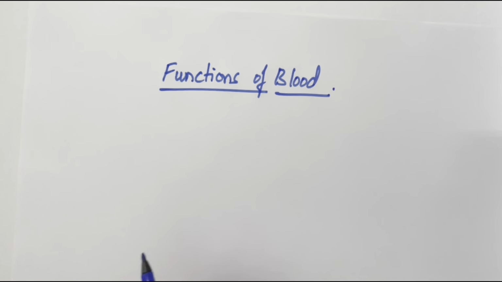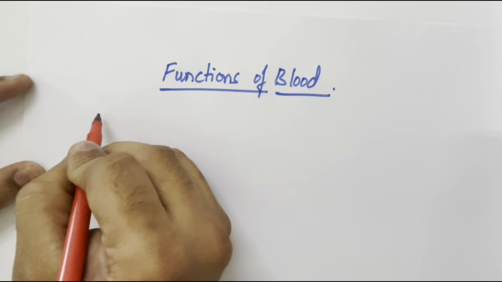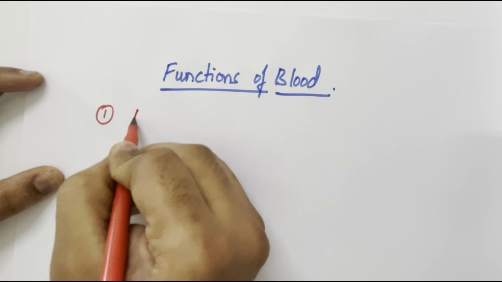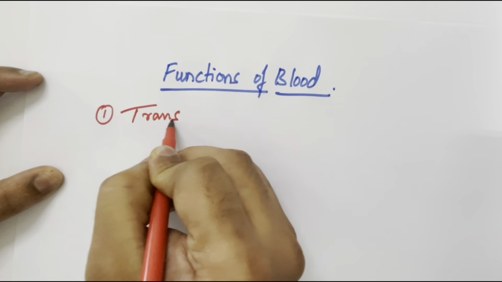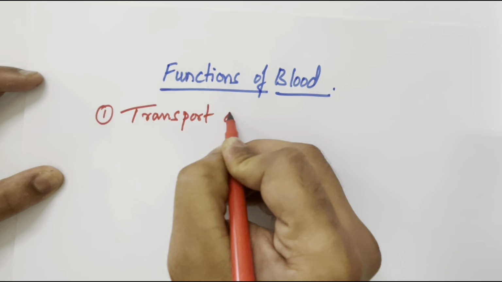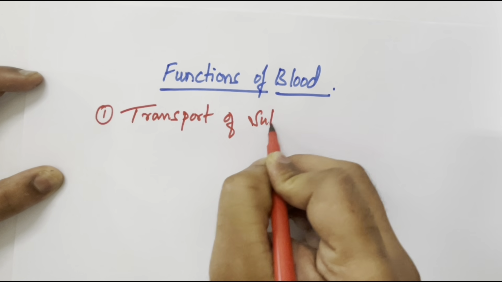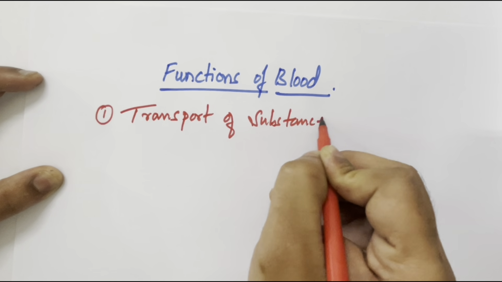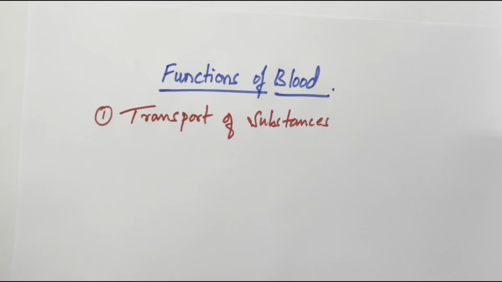Now we'll see what are the important functions of blood. Why do we need blood? The blood is the vehicle. So the first important function of blood is transport of substances. So blood acts like a vehicle for transport of various substances. I'll explain this by giving examples.